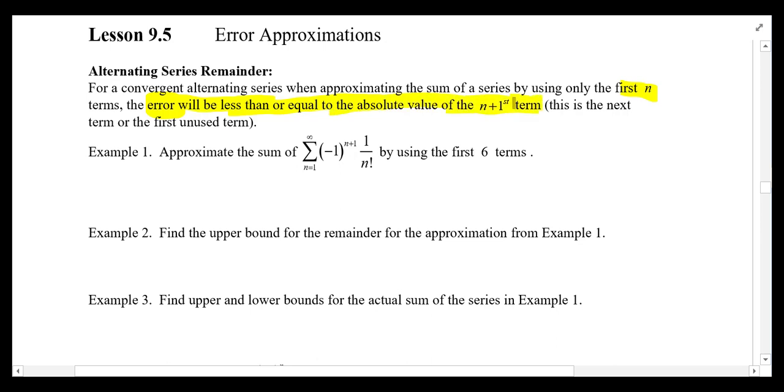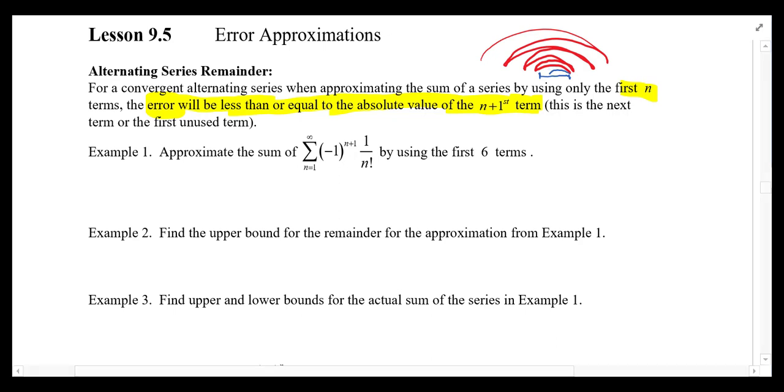So the idea here is, if you have an alternating series, remember this, back and forth, back and forth, you'll know that the error must be equal to or less than the absolute value, don't worry about the direction, of the next term. To show you this, here is an example of an alternating series.